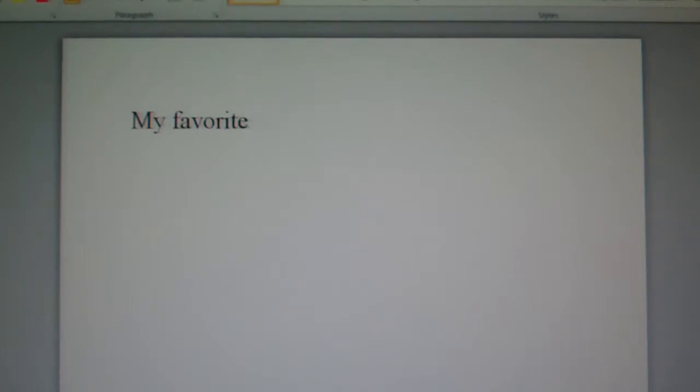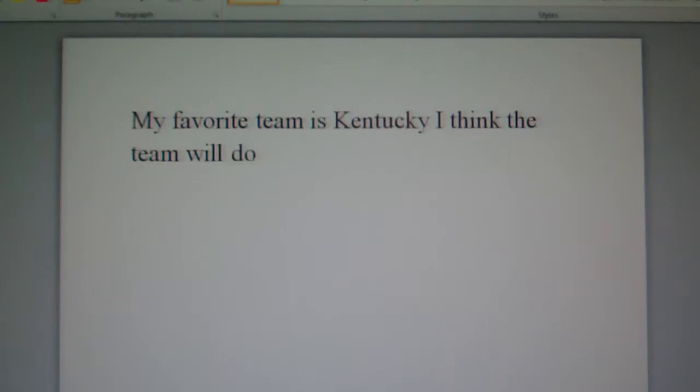My favorite team is Kentucky. I think the team will do well this season. Here's an example of a run-on sentence. What happens with the run-on is when you have two or more independent clauses that are bumping together without any punctuation, we have a run-on. And the first way to fix a run-on is to see where one independent clause ends and the next one begins. In this case, the split is between Kentucky and I.